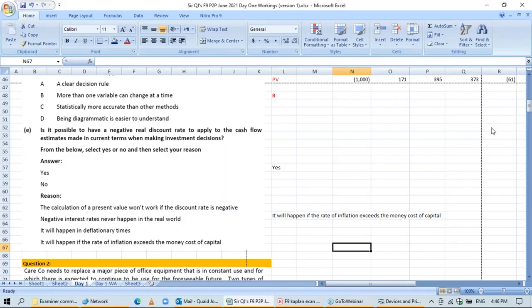Okay, students, let me tell you: the money rate is adjusted for inflation. The money rate is adjusted for future inflation, and the money cash flows are also inflated cash flows, while real cash flows and the real rate are not, right?